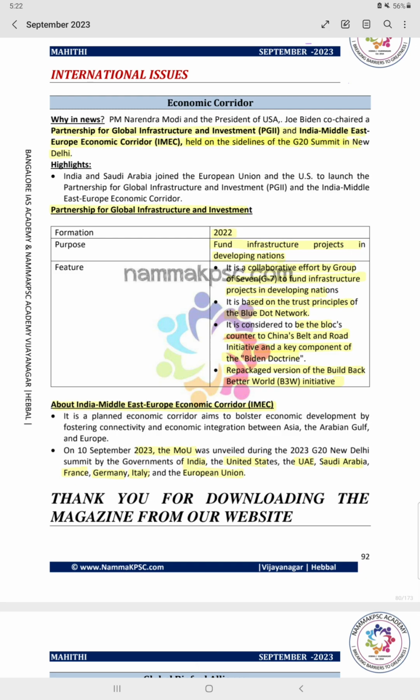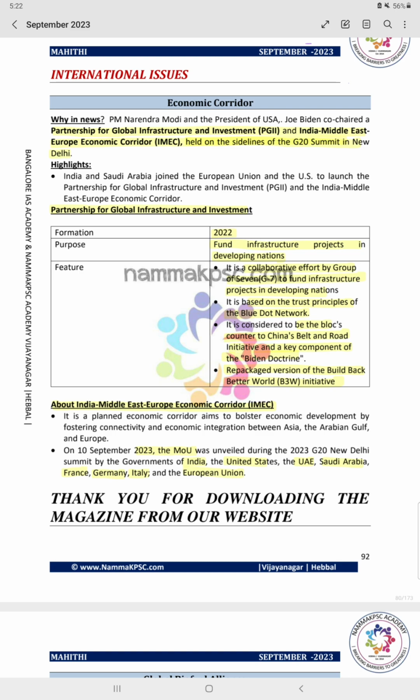Then we have the economic corridor. Two new infrastructure projects are very important because they were announced on the sidelines of the G20. One is the Partnership for Global Infrastructure and Investment, and another one is the India Middle East Europe Economic Corridor. The Partnership for Global Infrastructure and Investment was formed in the year 2022 to fund infrastructure projects in the developing nations. It is a collaborative effort of the G7 countries.